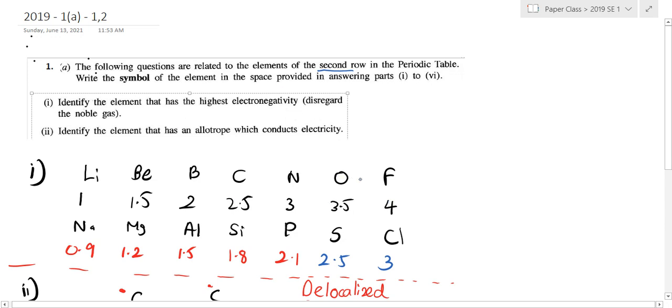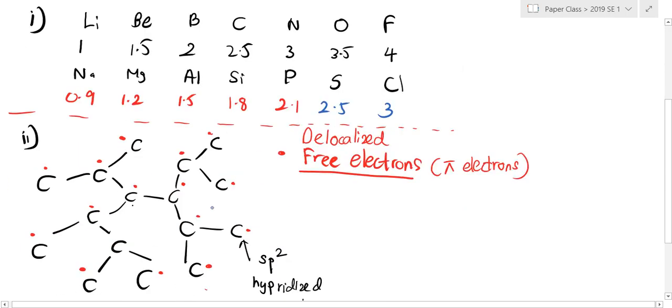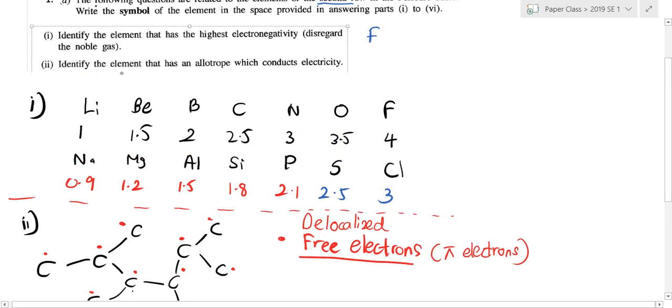Here you only need to consider the second row. Therefore, the highest electronegativity is fluorine, which has the highest electronegativity in the whole periodic table. Next: identify the element that has the allotrope which conducts electricity. You know, there are 3 major allotropes of carbon, which I explained in the previous theory class in 2022.